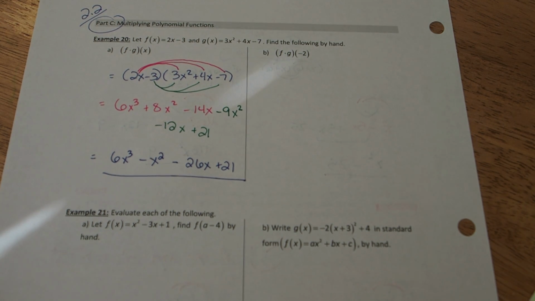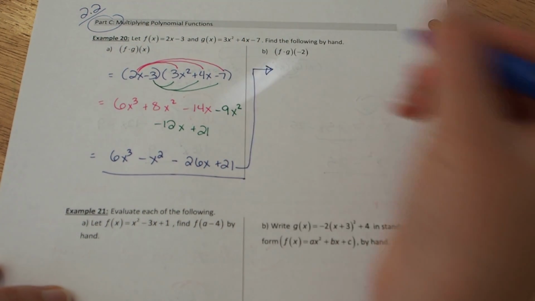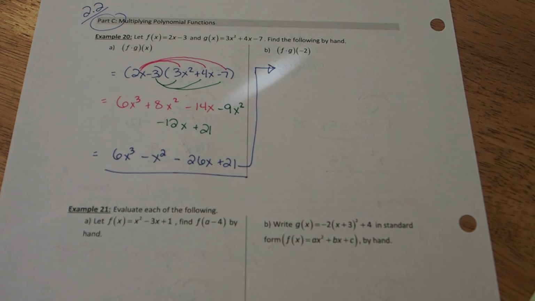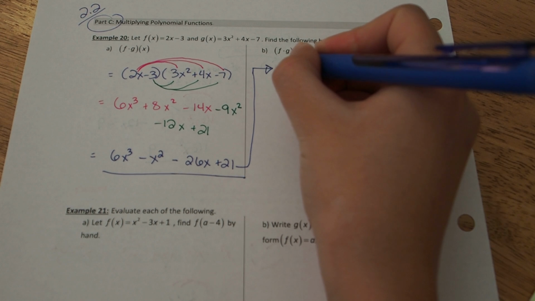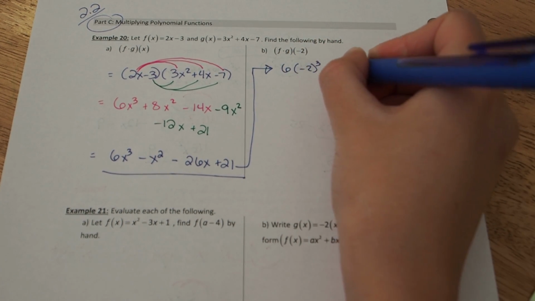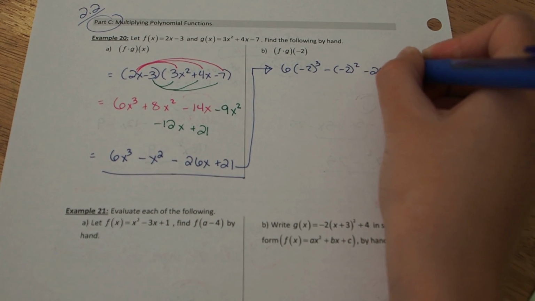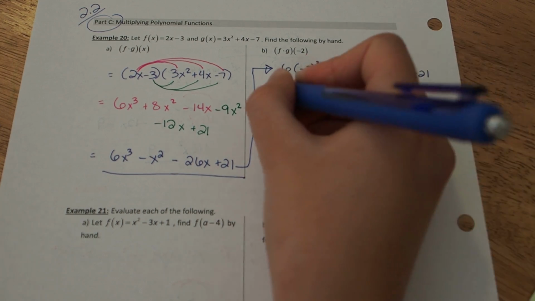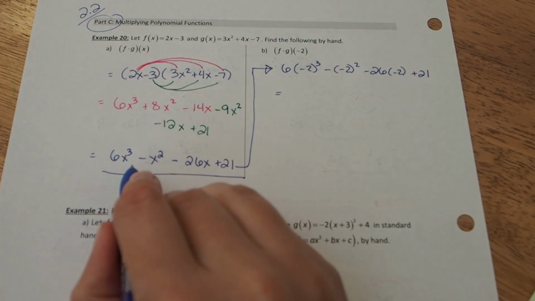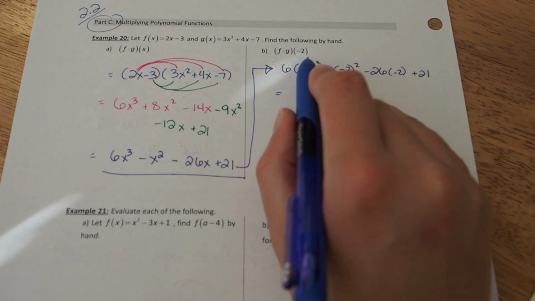Now part B wants us to find f times g of negative 2. Since I've already found the function for f times g of x, I can plug negative 2 into it to evaluate f times g of negative 2. So this should be 6 times negative 2 cubed minus negative 2 squared minus 26 times negative 2 plus 21. If I hadn't already found f times g of x, I might have found it first anyway before evaluating f times g at negative 2.